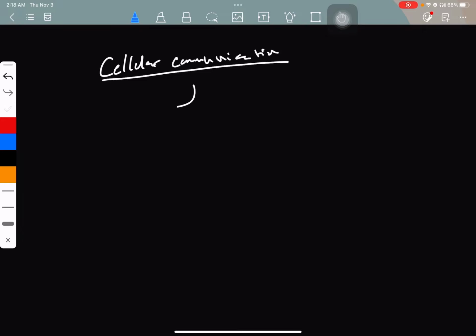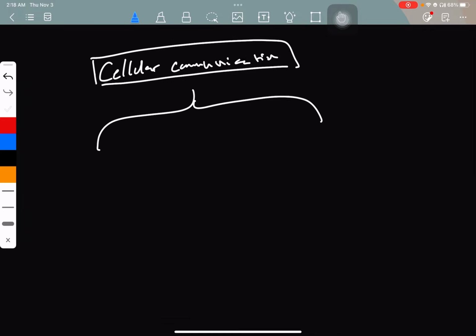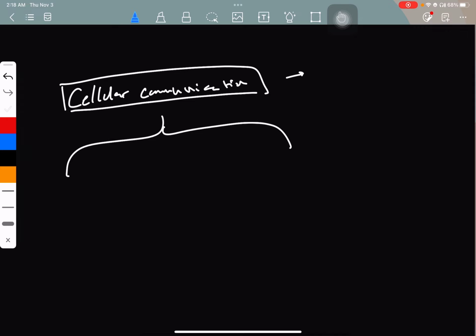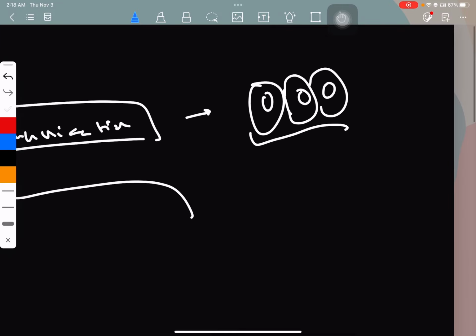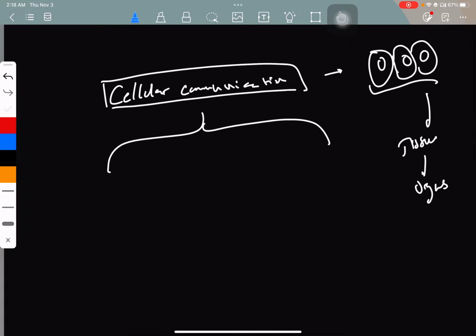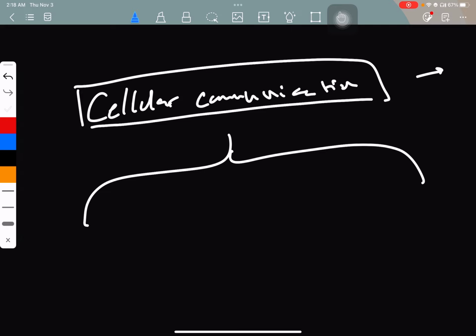So you have two types. What we mean by cellular communication is that cells need to communicate because they live in a network of cells. These cells make up tissues, right? And then tissues make organs and so on. So they have to have a means of communication.